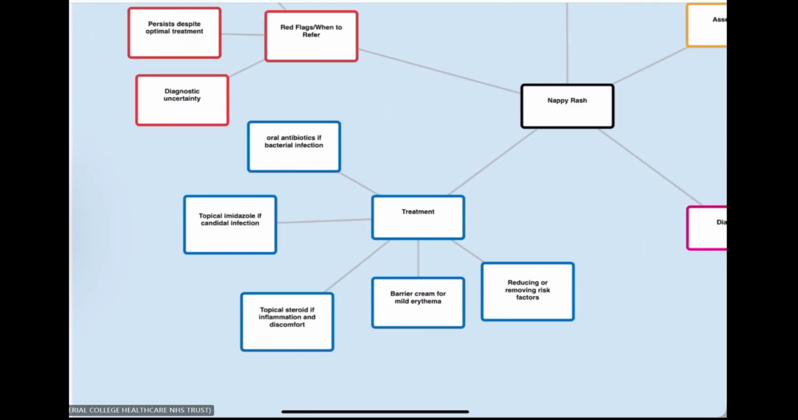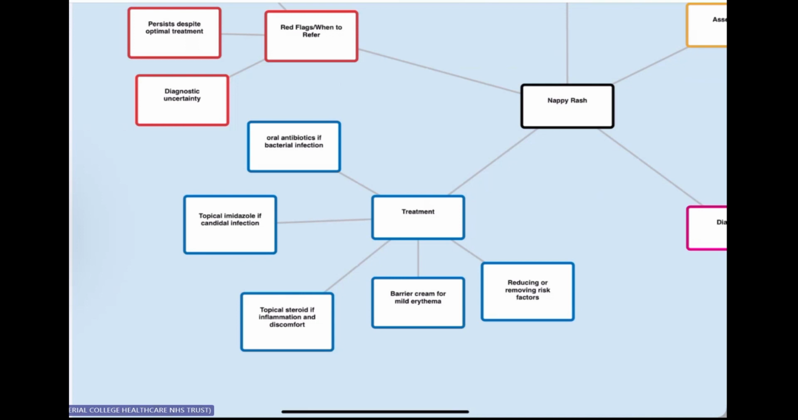Treatment. Advise caregivers on self-management strategies that reduce or remove risk factors. These include increasing the frequency of nappy changes, using absorbent and breathable nappies, cleaning the skin with water or fragrance and alcohol-free baby wipes, and avoiding potential irritants. If there is mild erythema and the child is otherwise asymptomatic, a barrier cream should be recommended, and these can be bought over the counter.